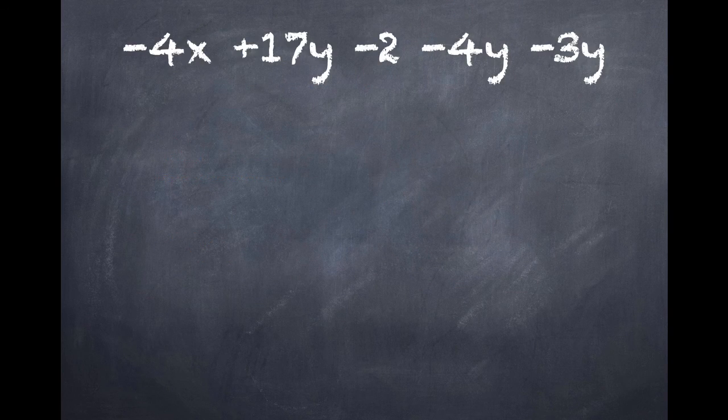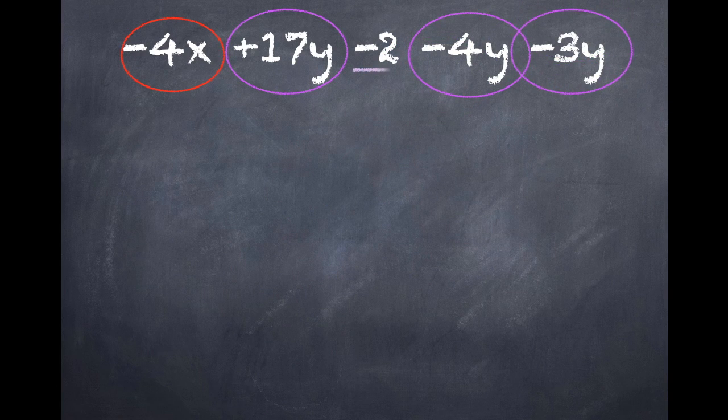Now for our third and last example, we're going to simplify the expression negative 4x plus 17y minus 2 minus 4y minus 3y. Don't worry, it's not as scary as you think. So our first step is going to be, we have to group our like terms. So negative 4x, 17y, negative 4y, negative 3y, and negative 2.